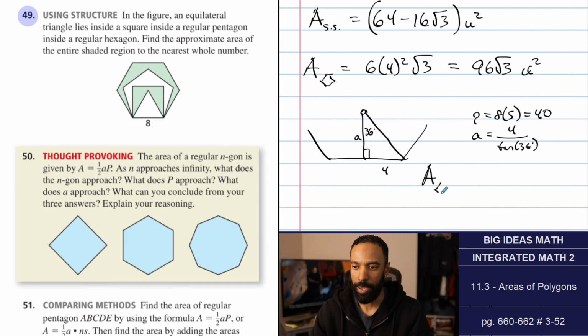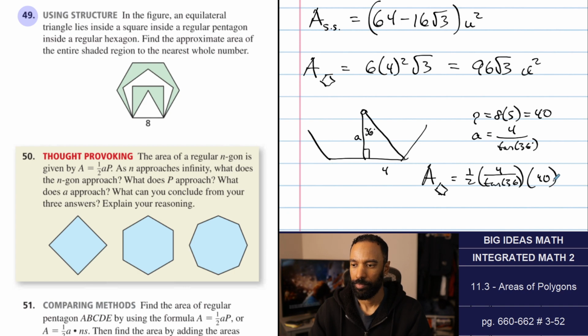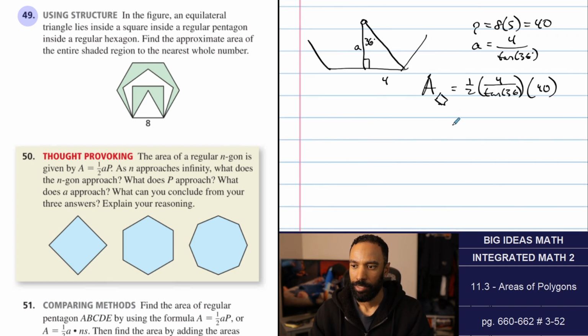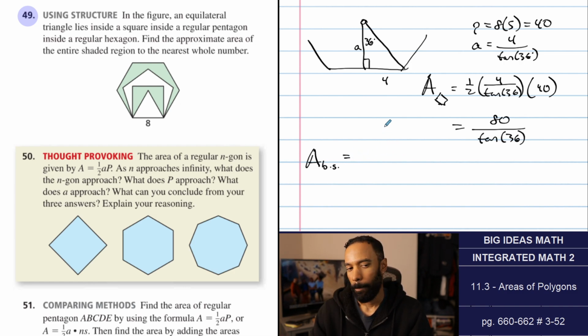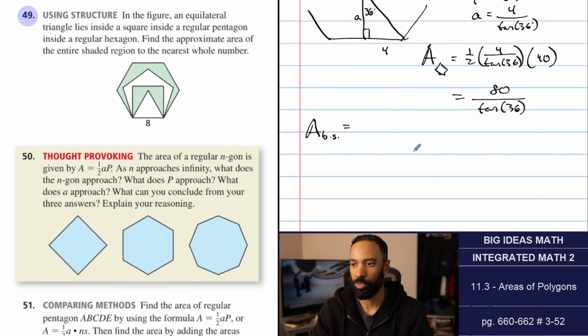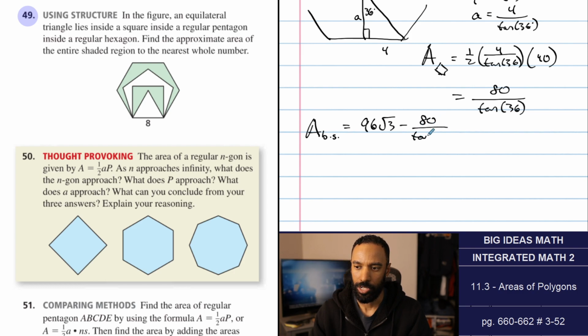So the area of the pentagon is 1/2 apothem times perimeter. That'll be 80 over tangent of 36. So the area of the bigger shaded region is the area of the hexagon, 96 root 3, minus the area of the pentagon, 80 over tangent of 36.